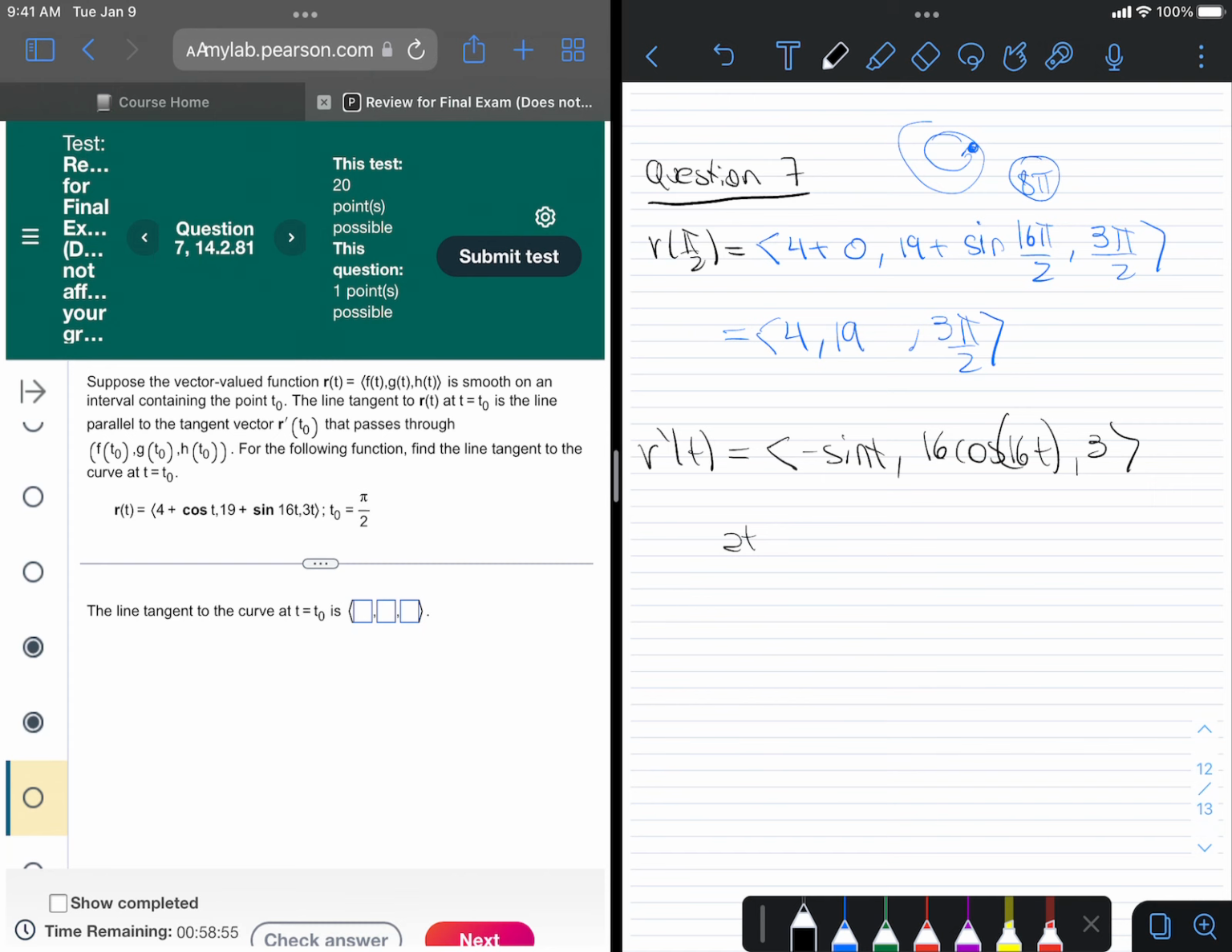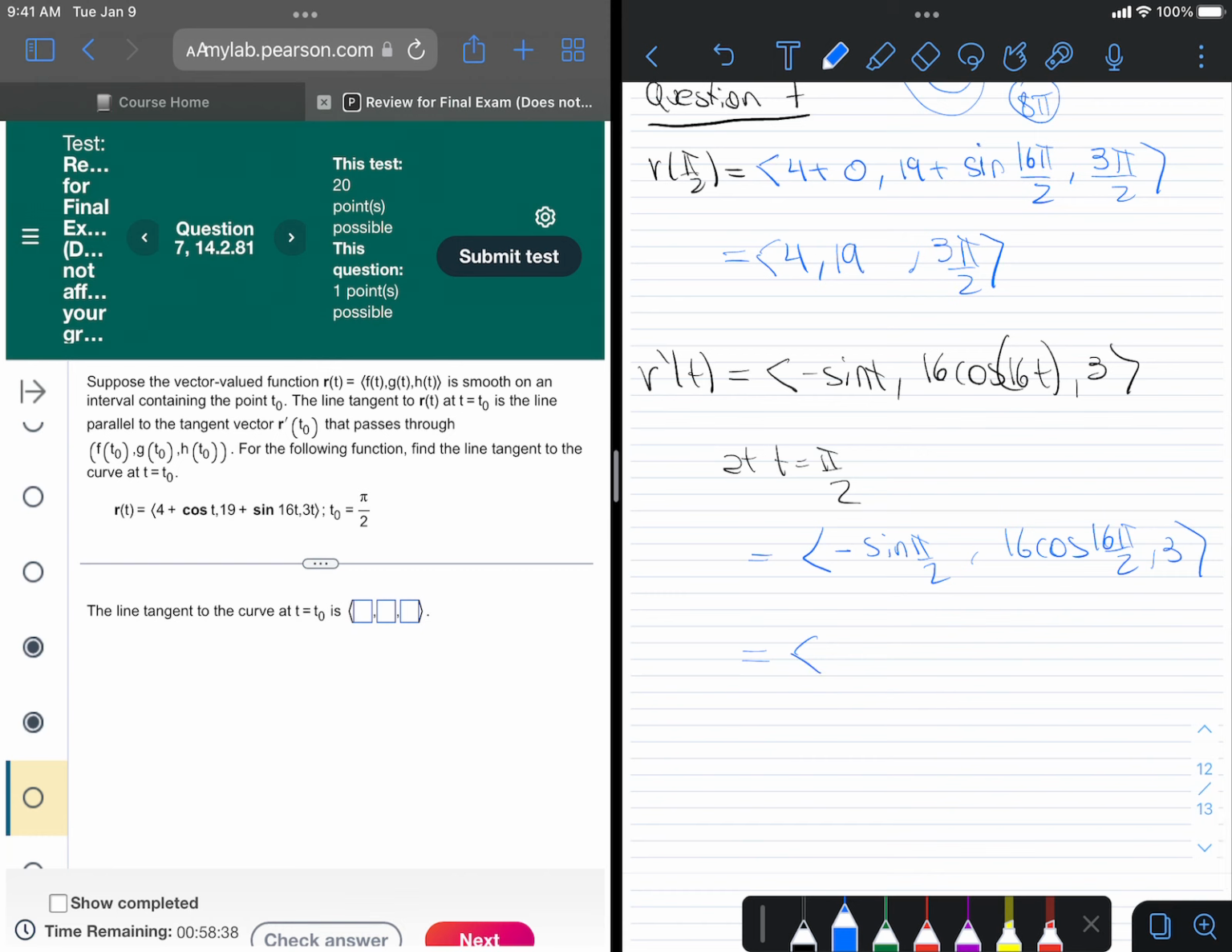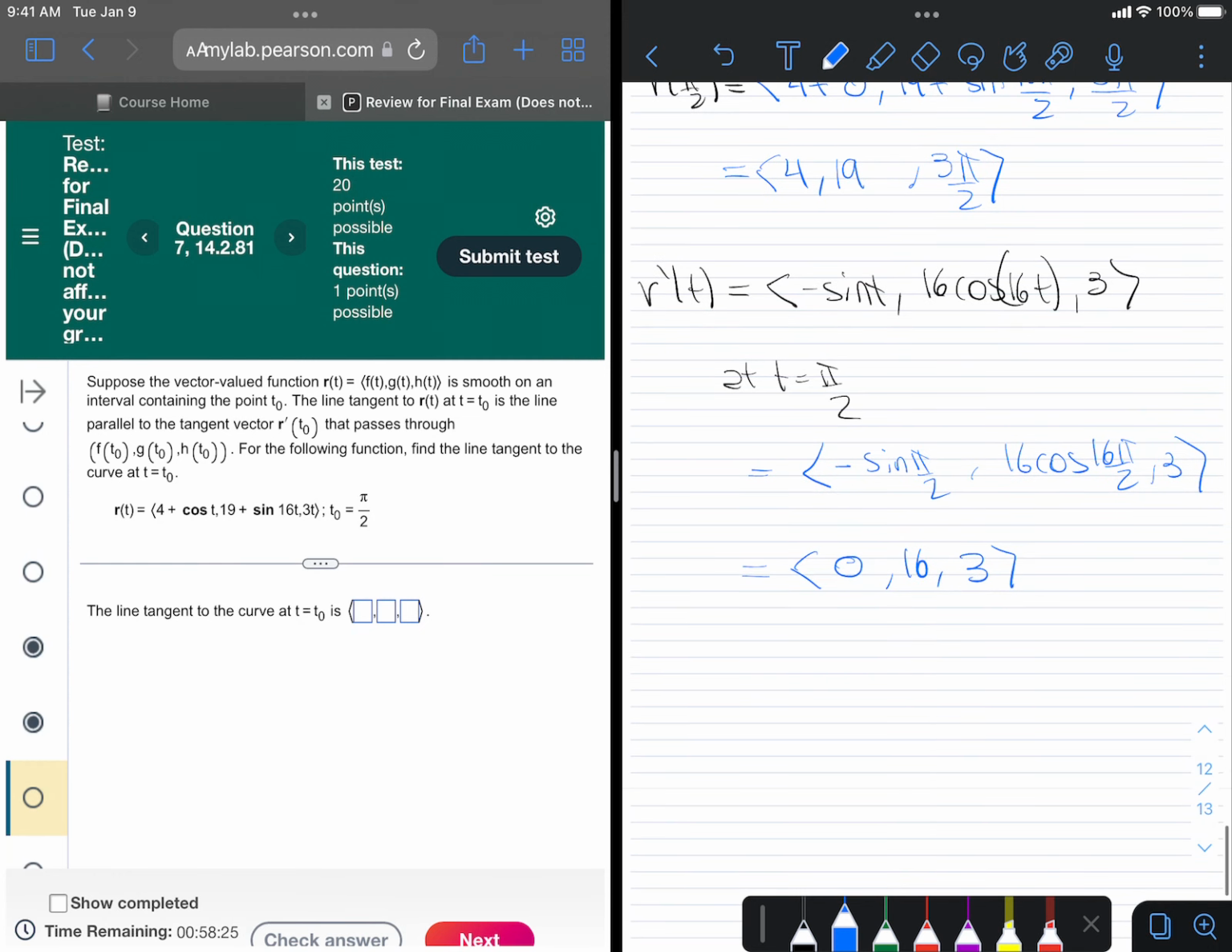Before you plug values in, you can already plug in t equals pi over 2 to see what you get. That will be negative sine pi over 2. We know what that is. 16 cosine 16 pi over 2, comma 3. Same arguments we had before. The sine of 90 is equal to 0. The cosine of 8 pi is the cosine of 0. So that's 1. So it's 16 times 1, which is 16. And that is the tangent vector. So the line goes through this point with tangent vector this.